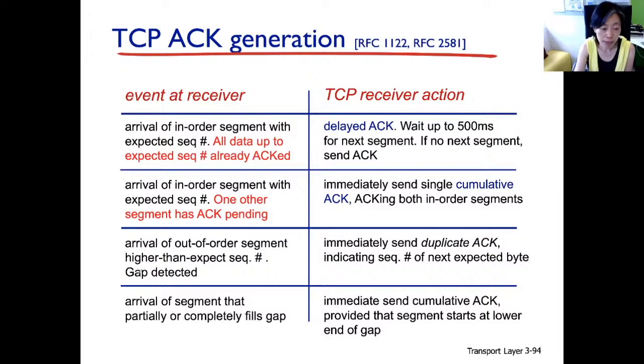The last event is this, related to the gap we might see in TCP's receiver. If a segment comes in that partially or completely fills a gap, then we generate a new ACK. The sequence number in the ACK here will be still the latest packet arrived in order, so this will acknowledge all the packets before that.